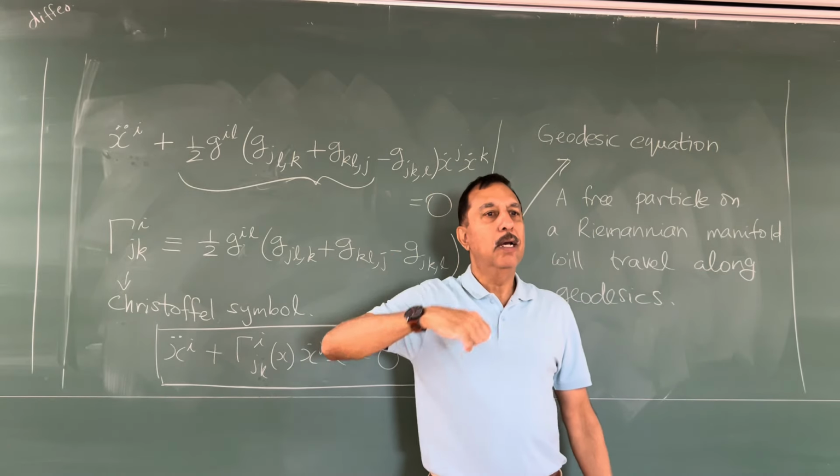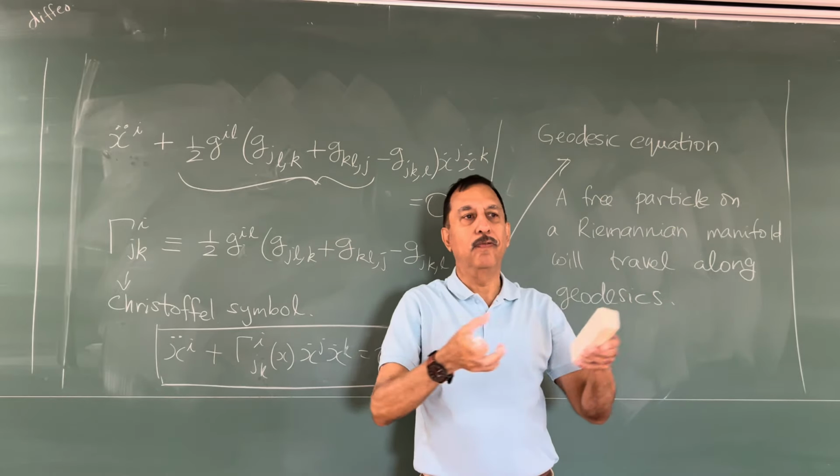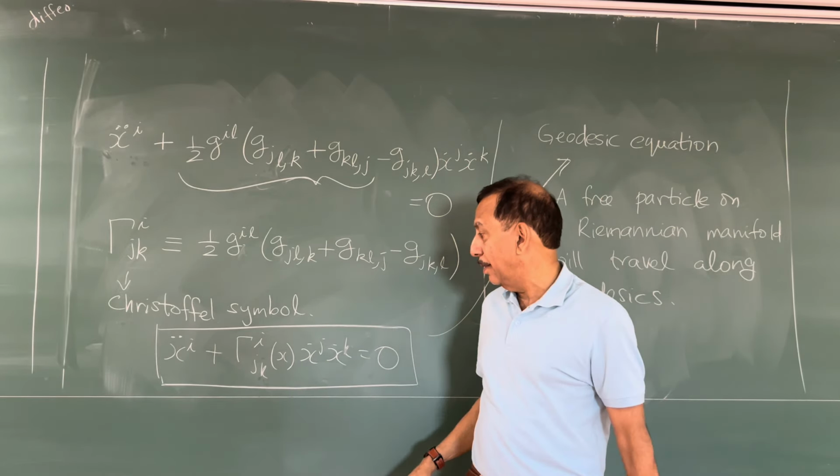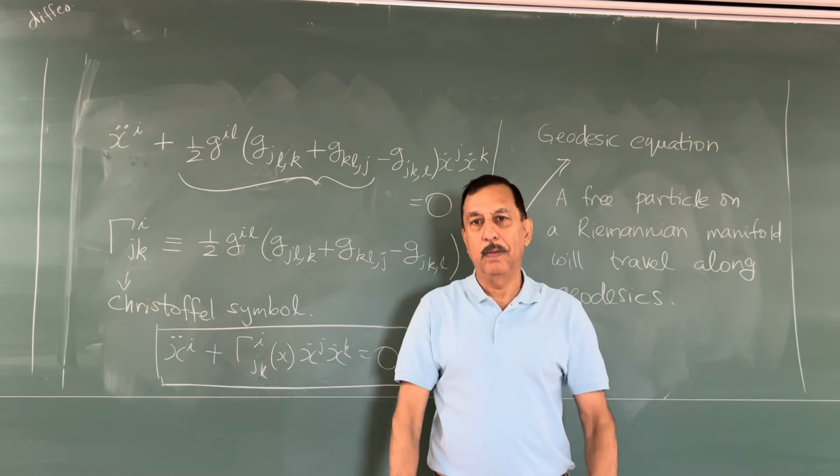There may be some handle-like thing in the manifold which it goes round, and also it's not that simple. But locally, it's always going to act to minimize the distance between nearby points.